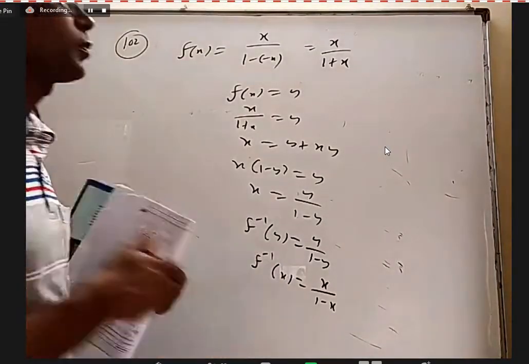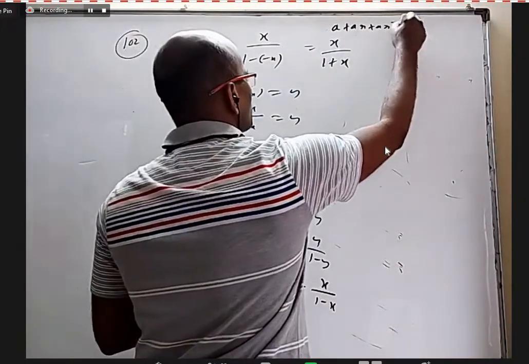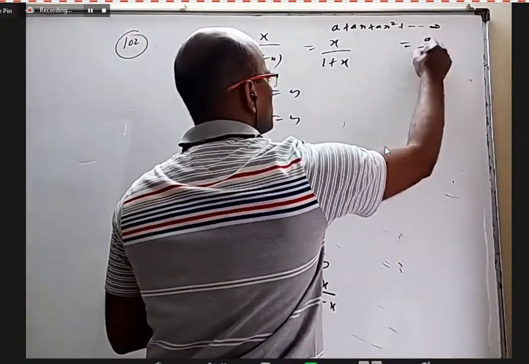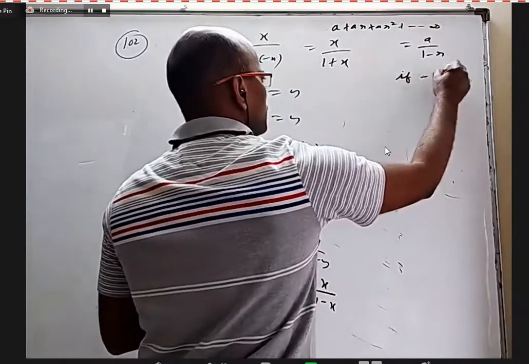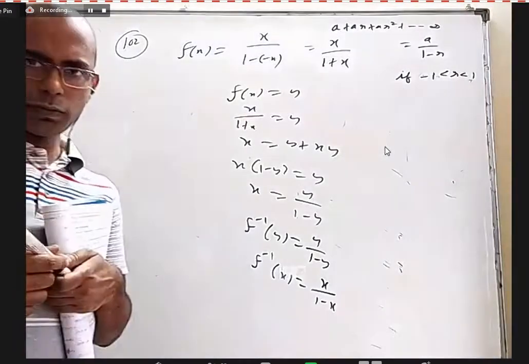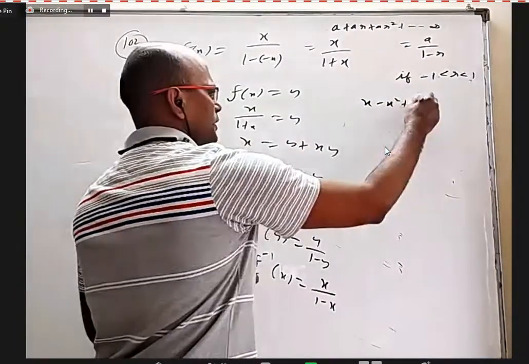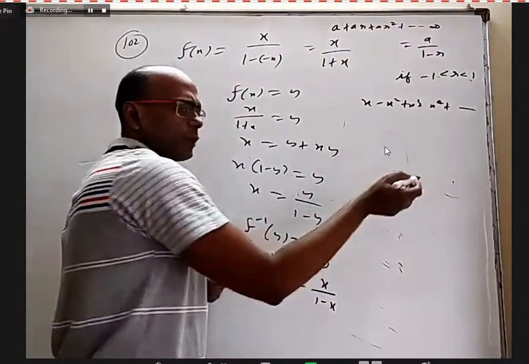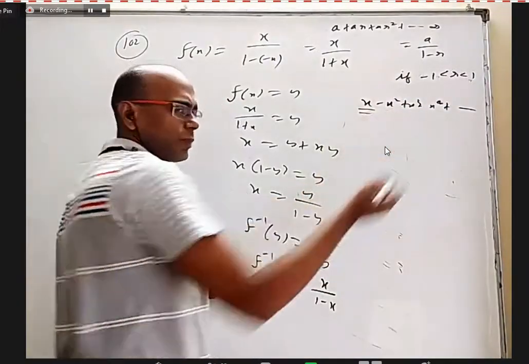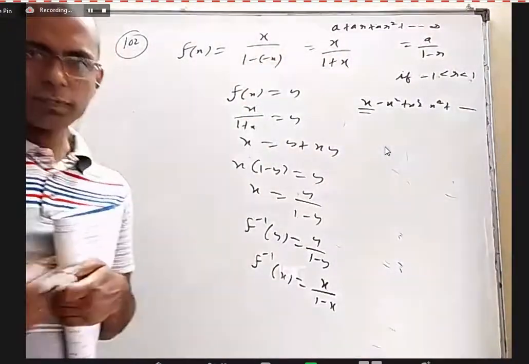For a geometric progression, a plus ar plus ar square and so on for infinity, the formula is a by 1 minus r if the common ratio is between -1 and 1. Do you know this formula in GP? Yes, sir. So this particular x minus x square plus x cube minus x power 4 and so on is a geometric progression with first term x and common ratio -x. A is x, r is -x. That's it. Understood.